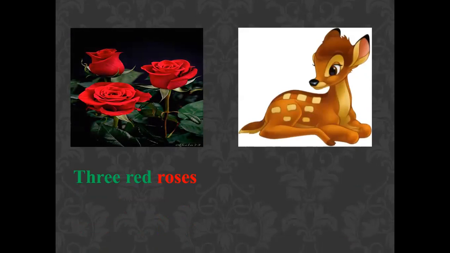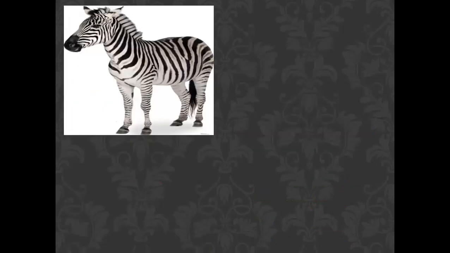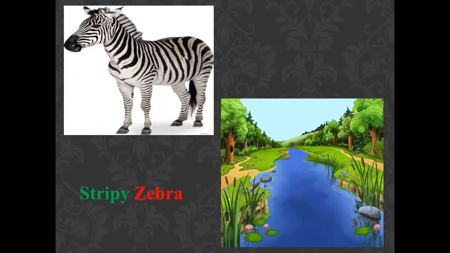Look at the picture. This picture is of roses. How many roses? 3 roses. What is the color of the roses? Red. So there are 3 red roses. This picture is of deer. Brown deer. This picture is of zebra. Stripy zebra. This picture is of a stream. Long stream.